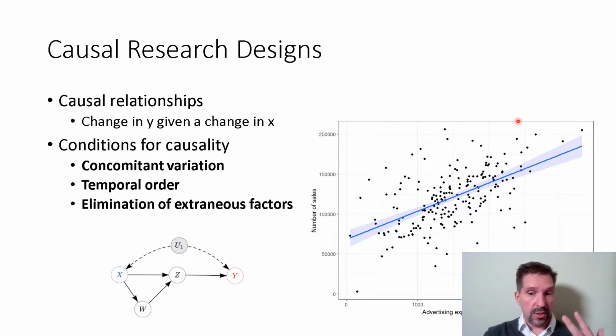Okay, good. If we can demonstrate these three, then you can say that you have proved, or at least to some degree checked, whether something is causing something else.